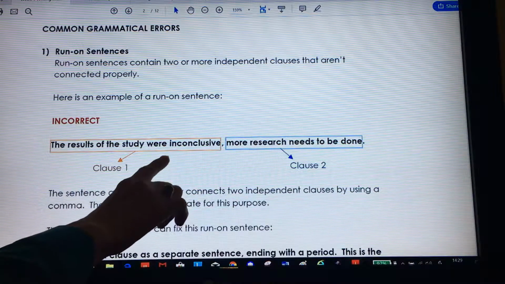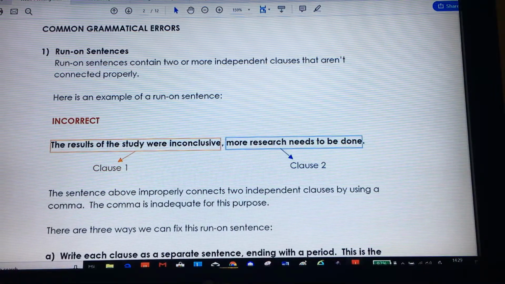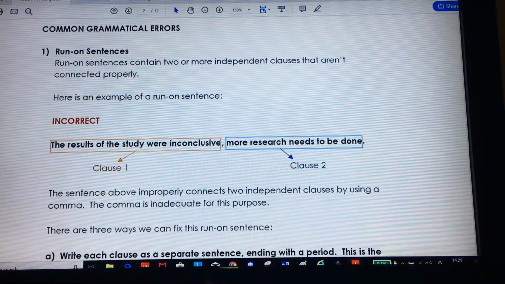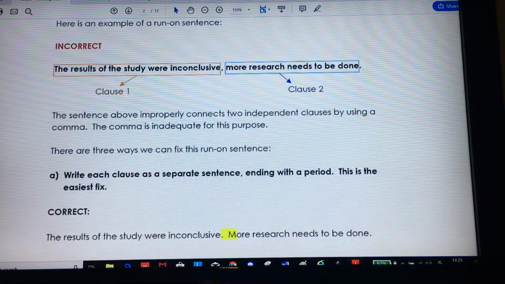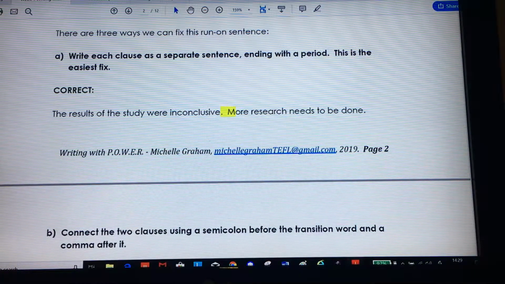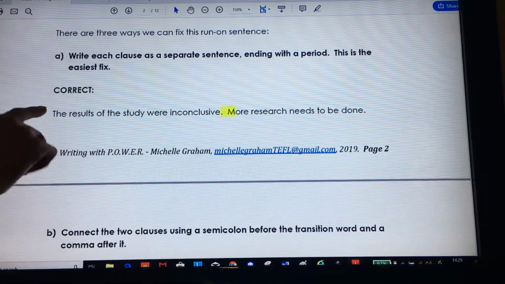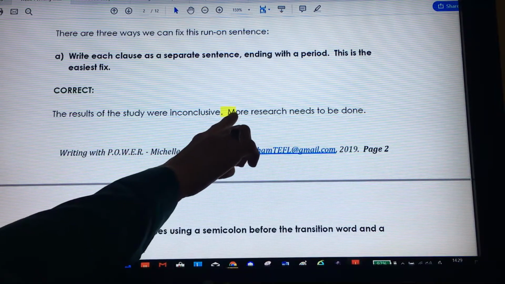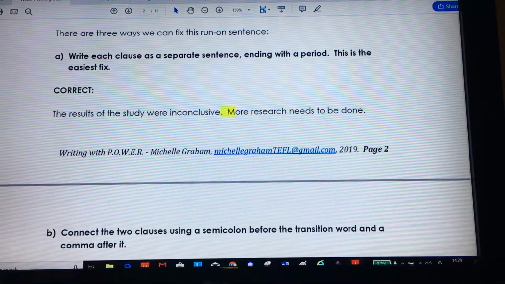The results of the study were inconclusive. More research needs to be done. I've only put a comma there and it's inadequate. We need to put something different there. So here are the 3 common ways that you can fix it. The first one is the one that I recommend. Keep it simple. The easiest way to separate 2 clauses is to make them into separate sentences. So here's what we've done. The results of the study were inconclusive, period, capital letter, more research needs to be done.